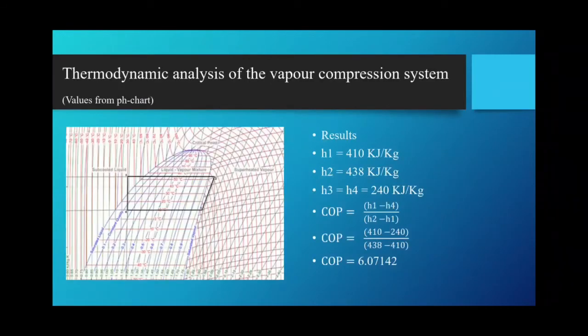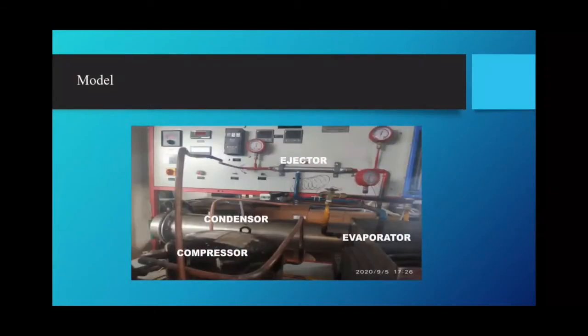The thermodynamic analysis of the simple vapor compression system. Similar conditions are used in the analysis of the simple vapor compression system, and the various points are located and the enthalpies at these points are calculated from the pH chart. The COP of this simple vapor compression system at the same operating conditions as the compressor assisted system is calculated, and comes out to be 6.07142. This is the model prototype of the setup we are currently working on.